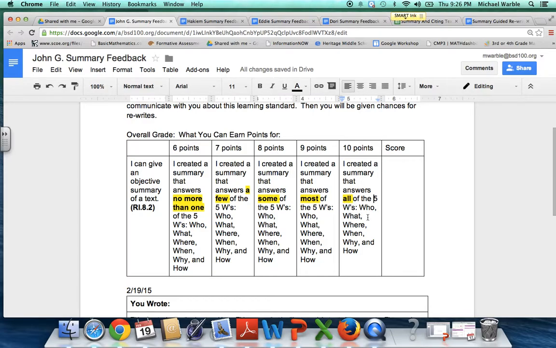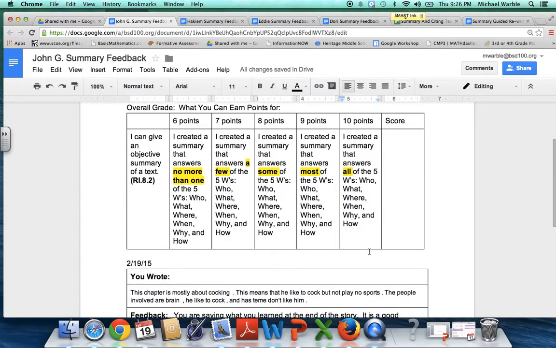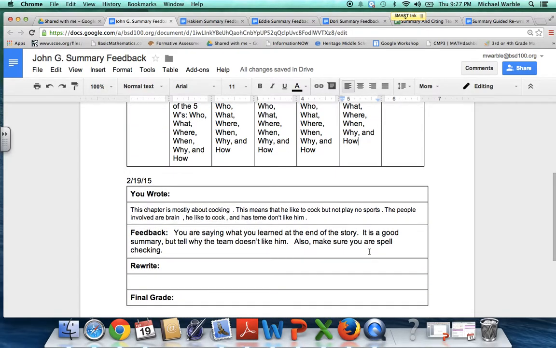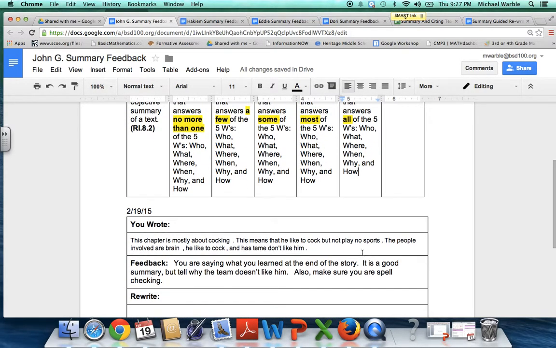happening in the story, and what the problem might be, where and when it takes place, why the problem happens, why he is where he is, and then maybe how the problem is solved or how things change throughout the story. So, what you talked about was mostly about how he could cook.